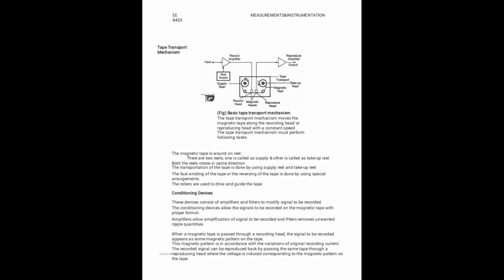When the magnetic tape passes through the recording head, the signal to be recorded appears as some magnetic pattern on the tape. The magnetic pattern is the representation of the variation of the original recording current. The current passes through the reproducing head, and the voltage induced corresponds to the magnetic pattern of the tape.